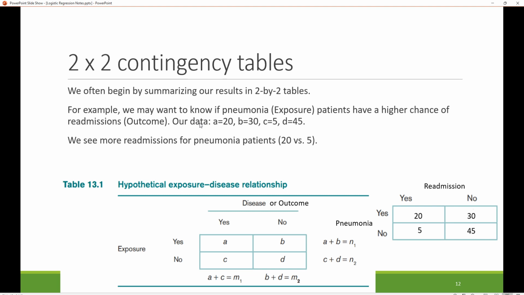And for this data, our data for these different cells, A, B, C, and D, would be 20, 30, 5, and 45. So from this, we can see that there are more readmissions for pneumonia patients. It would be 20 in the top left cell versus 5 in the bottom left cell. So from that, we can see that more pneumonia patients have readmissions than non-pneumonia patients.